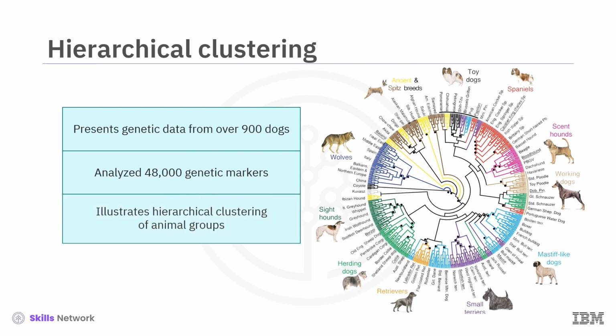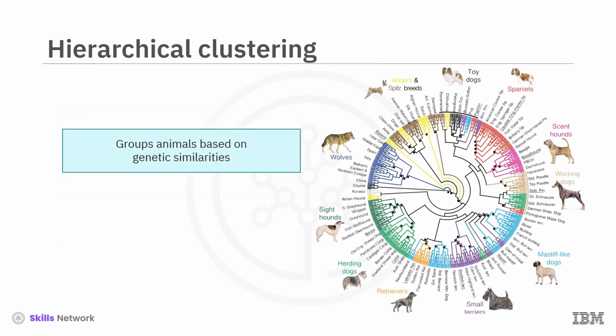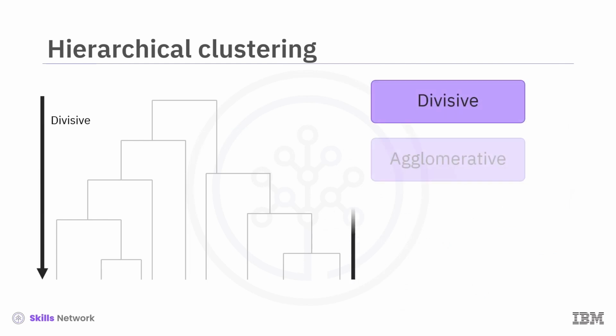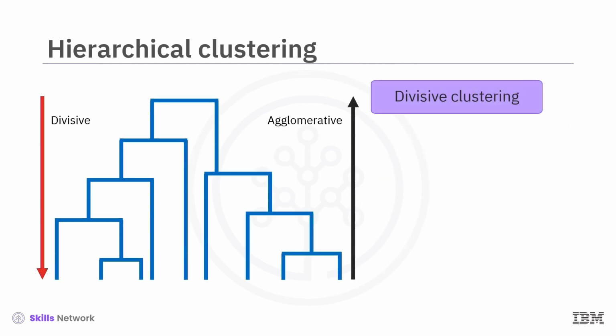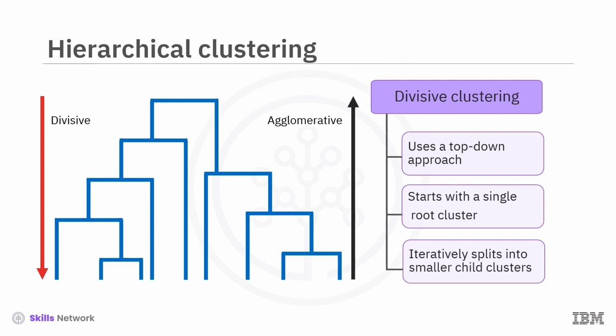The diagram illustrates hierarchical clustering, grouping animals based on genetic similarities in a tree-like structure where each node represents a cluster of child clusters. There are 2 main strategies for constructing hierarchical clustering trees: divisive and agglomerative. Divisive clustering uses a top-down approach. It starts with all observations in a single root cluster, which is iteratively split into smaller child clusters.